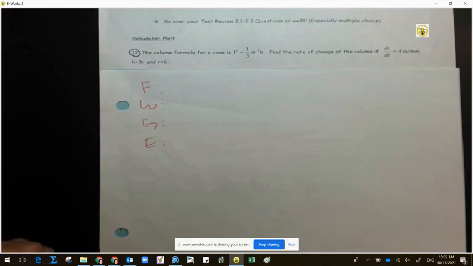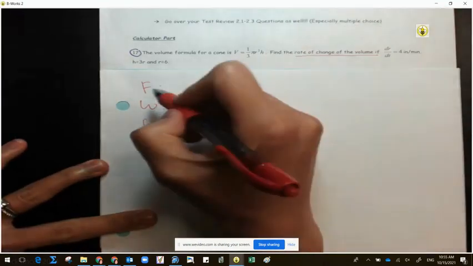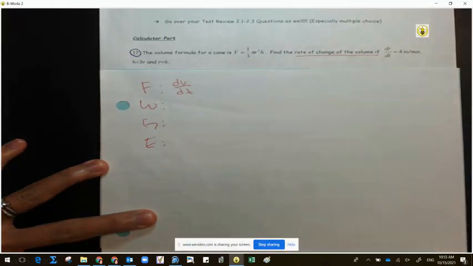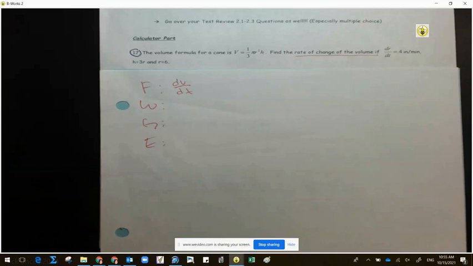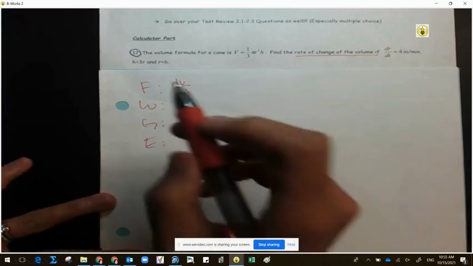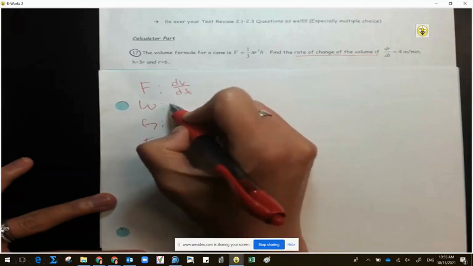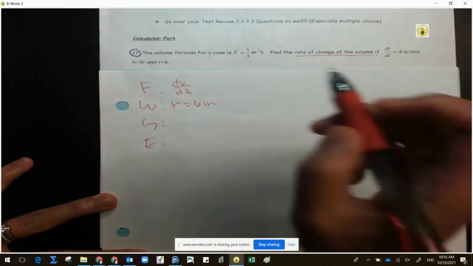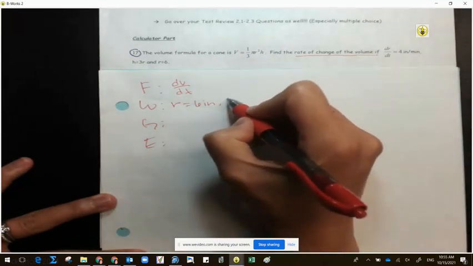So what F stands for is find. What are we finding? The rate of change of the volume. So we have dV over dt. When is all the given pieces? What pieces are given after when? Well, this one didn't have when, right? What given pieces are there? The radius is how many? 2 inches. And then it says our height is 3 times the r.